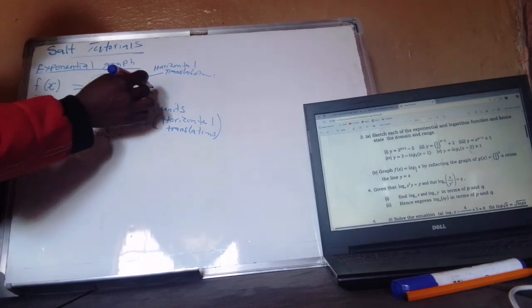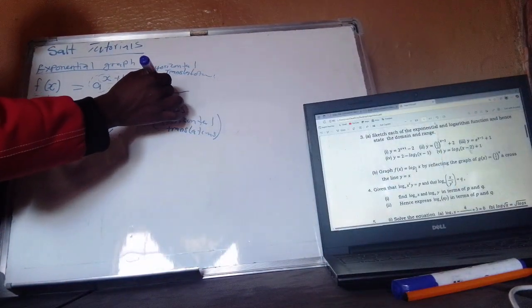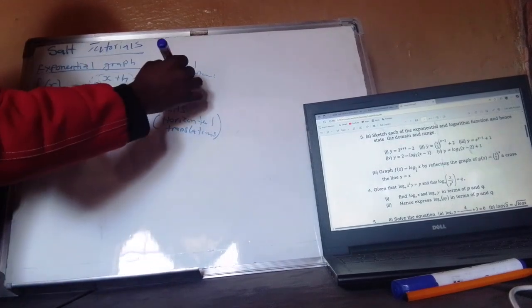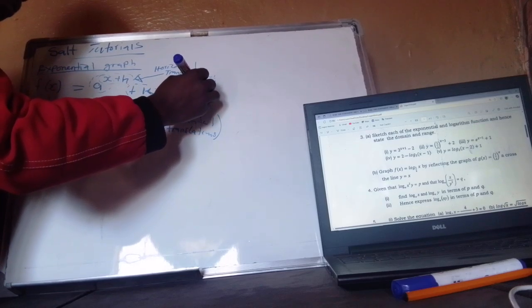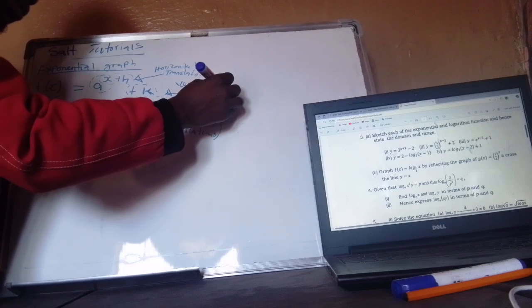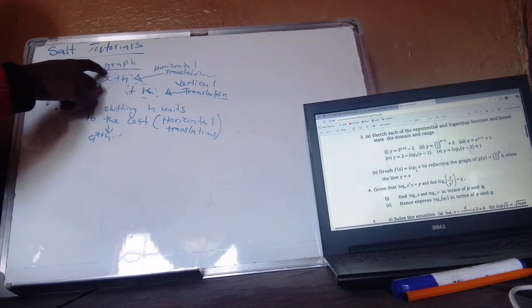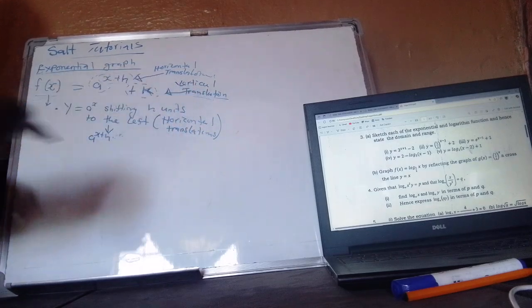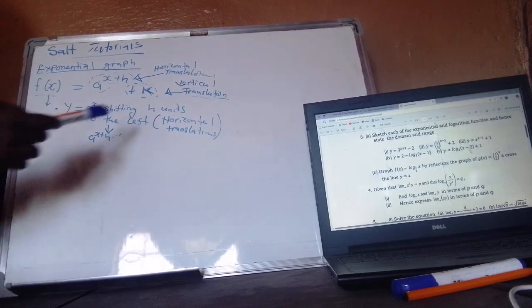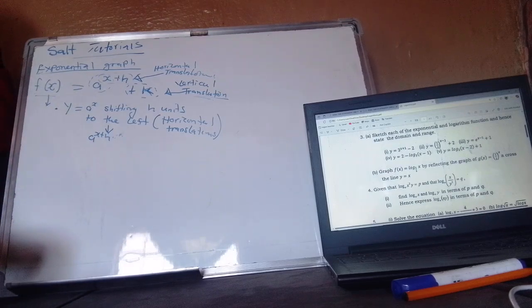And then the plus k here, what does it mean? This plus k means it is a vertical translation. We are just reminding ourselves of term 1, because we talked about transformation rules in term 1. So this in the x is a horizontal translation. In the y, a constant value is a vertical translation. So the translation you are going to have for this is an up or down translation.